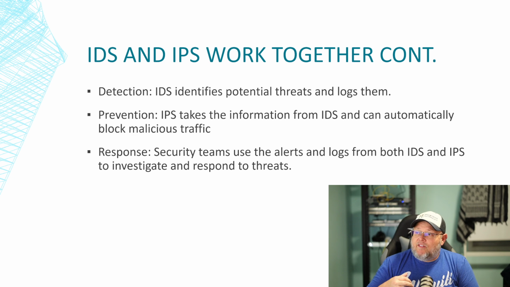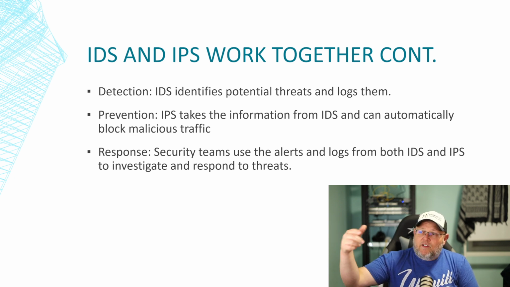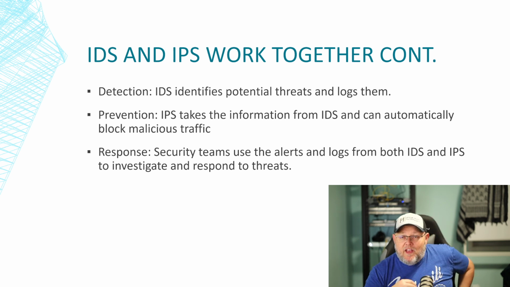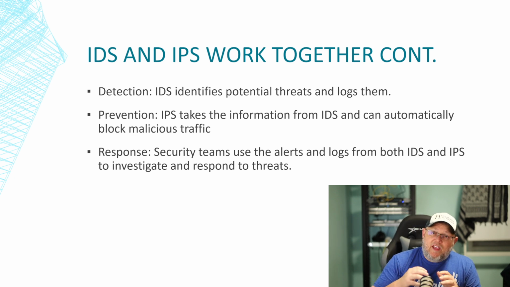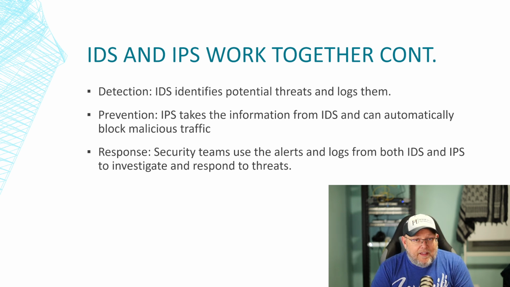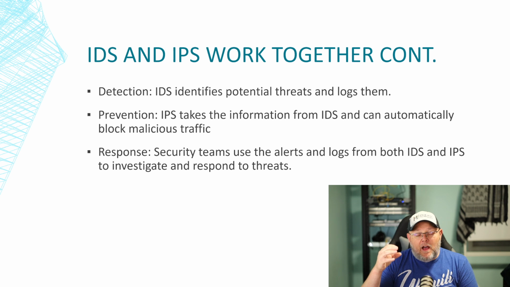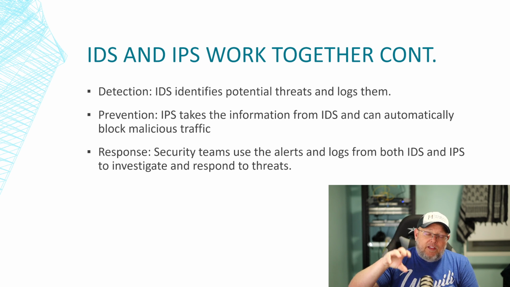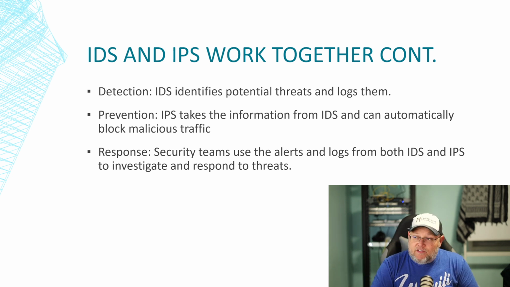Now, if we think that we have a false positive, we'll talk about what we're doing here. So that's in our response. The security teams use the alerts and logs from both IDS and IPS to investigate and respond to threats. So let's say that you have legitimate Dropbox traffic, but it's being blocked. Well, in your IDS IPS system, you're going to have an option to override that, and you can override it based on the computer or the service that's trying to get there. You could override everything for Dropbox completely, but you're going to have overrides. You're also going to have manual blocks. You're going to have it both ways.